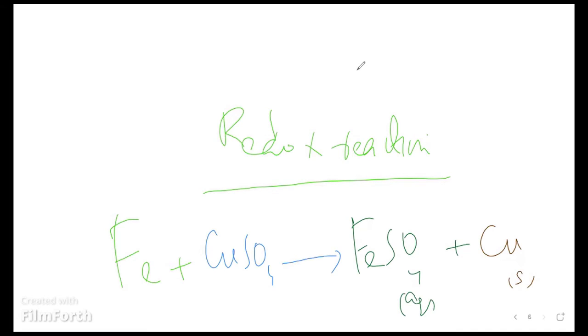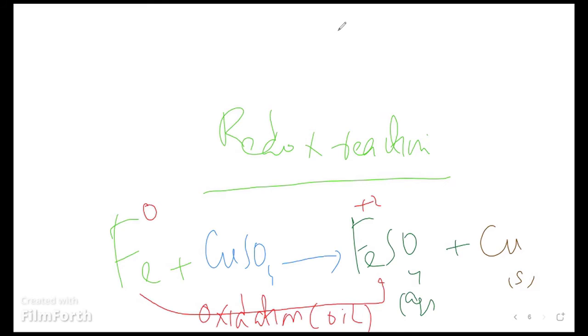During this reaction, what happened? This gets oxidized because it has zero charge over here and +2 over here. So due to loss of electron, iron is oxidized. This is oxidation. You can memorize it through this word, OIL. Oxidation is loss of electron. Iron metal is losing electrons to form iron 2 ions. That is loss of electron, oxidation.